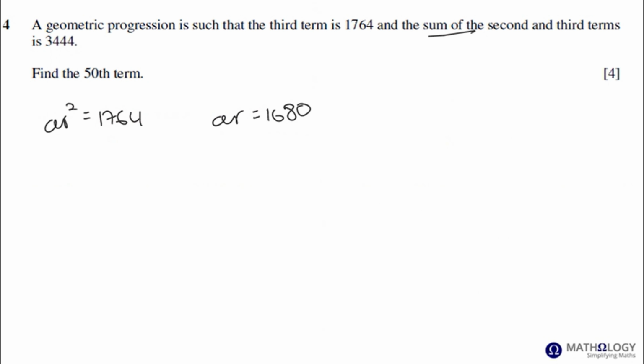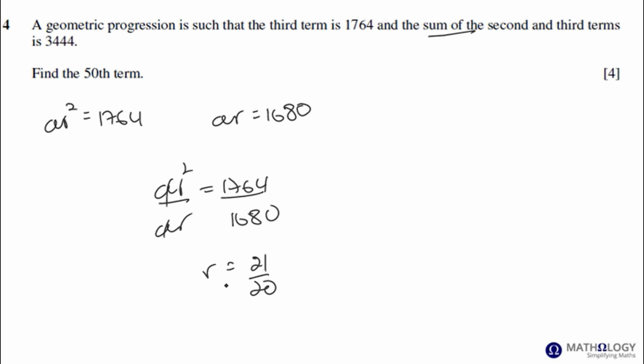Okay, we now have two equations that relate a to r, so we can either isolate a variable and substitute and use simultaneous equations, or we can just divide these two, which would be the simplest thing to do. So the a's will cancel. r squared divided by r is r. 1764 over 1680 is 21 over 20. So we've got our common ratio.